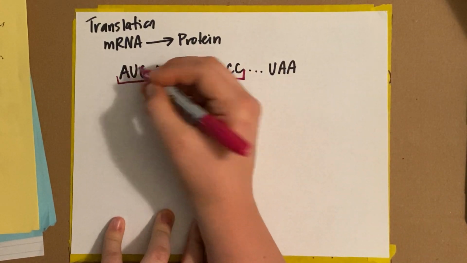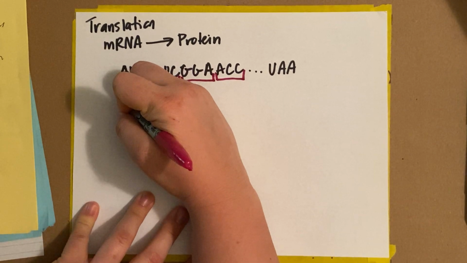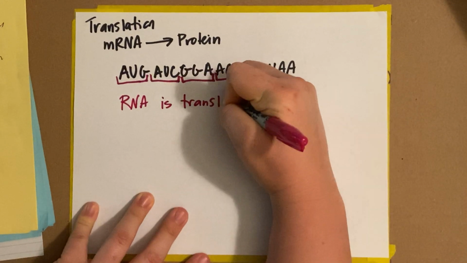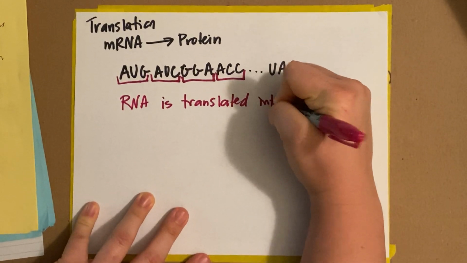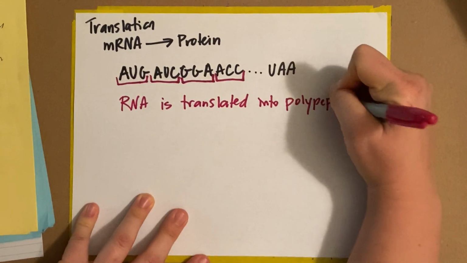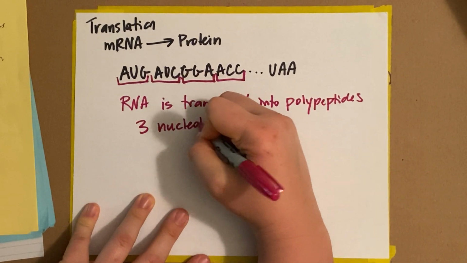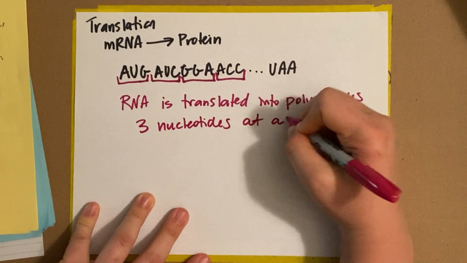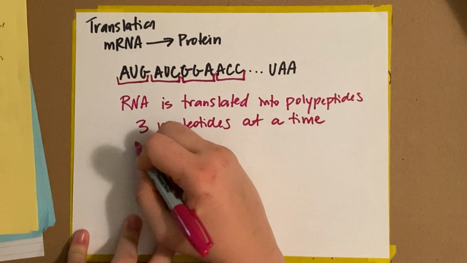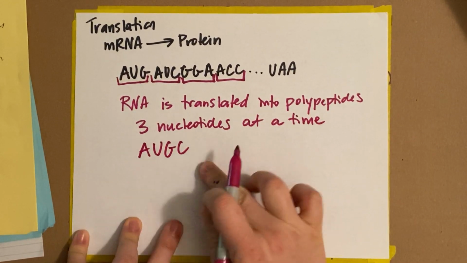So let me just say RNA is translated into polypeptides, so we're making proteins, 3 nucleotides at a time, okay? And I just want to remind you, we have 4 possible nucleotides. We have A, U, G, C. So there are 4 nucleotides.